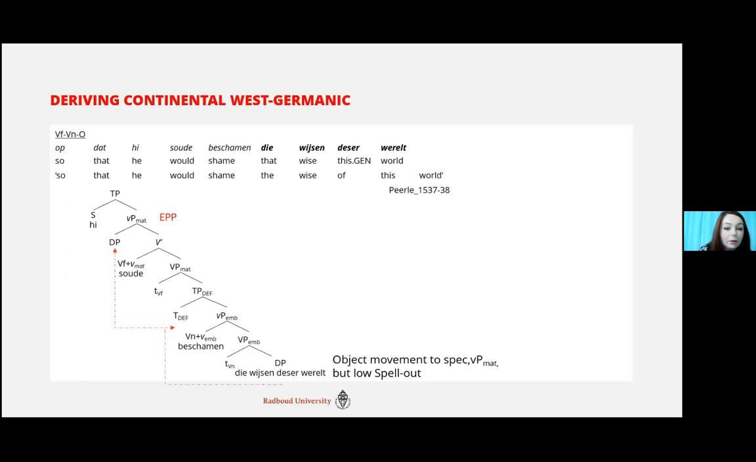So to see how that works, we have an example from Dutch here. "Dat wij zouden beschamen die wijze deze wereld." An object in its base position. However, I do assume that it has moved through the little VP on the lower cycle to the little VP on the higher cycle, but that the lowest copy is spelled out in its base position.